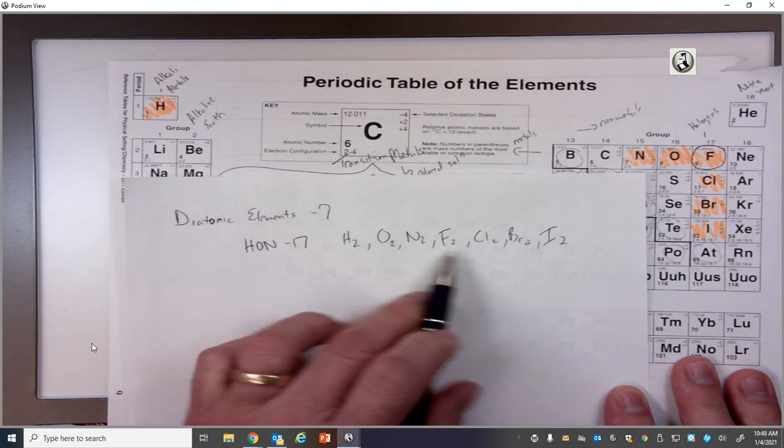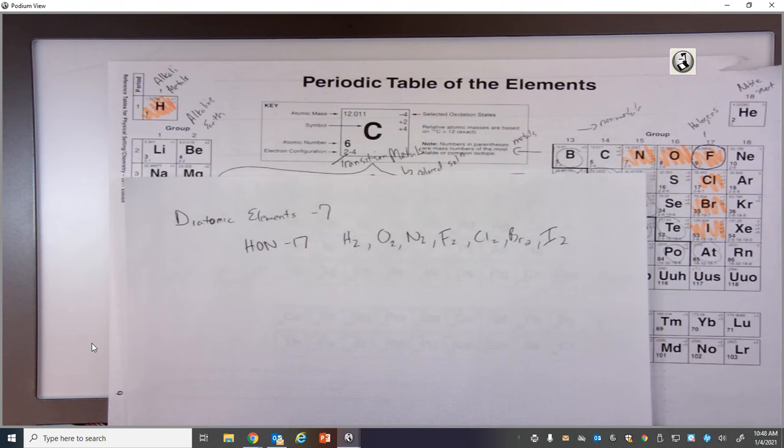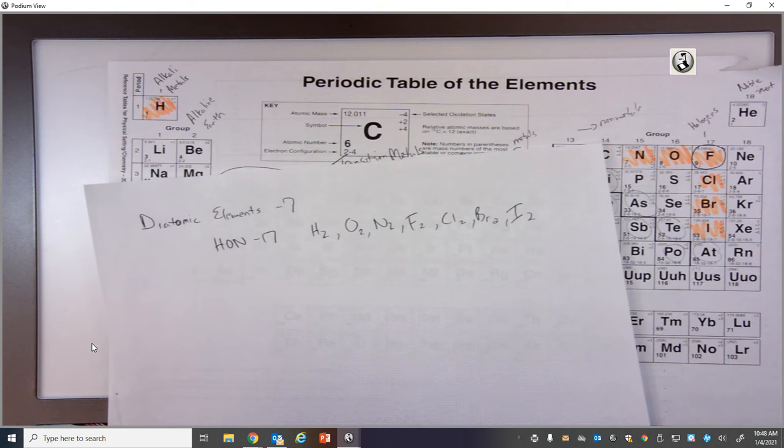Notice I wrote them all with a subscript 2. If they ask for the symbol for the diatomics, you have to write it as a subscript 2. That is important. It's going to be of utmost importance in the next unit. But for now, it is what it is. If they ask you just the names, then you just give the names. It depends on what the question asks.